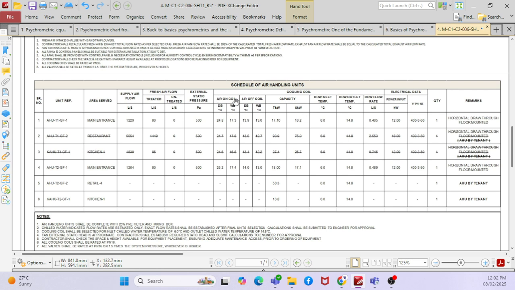Normally, if you see the air in the coil, you will find air on coil and air off coil, right? If you go down, you can find that there is a dry bulb temperature and a wet bulb temperature. We should understand how these values came about and how they will impact our air conditioning in the particular spaces, right?